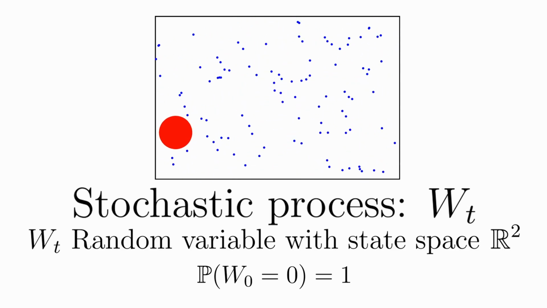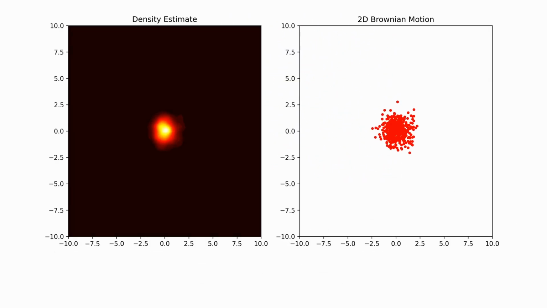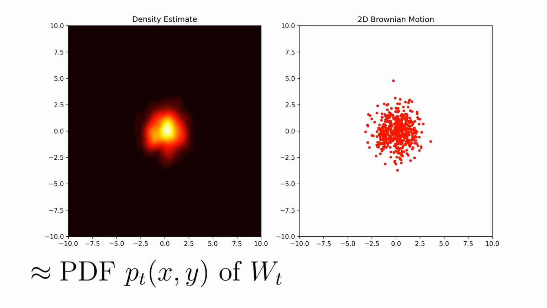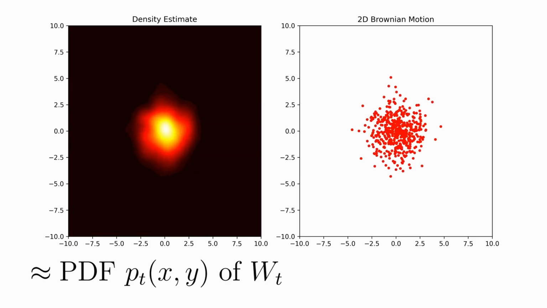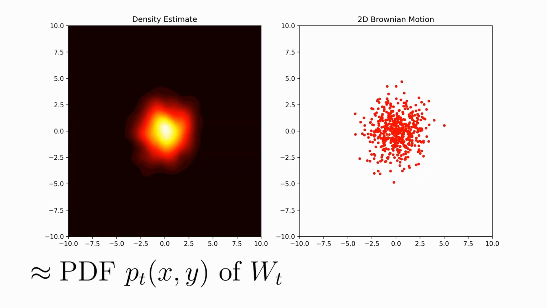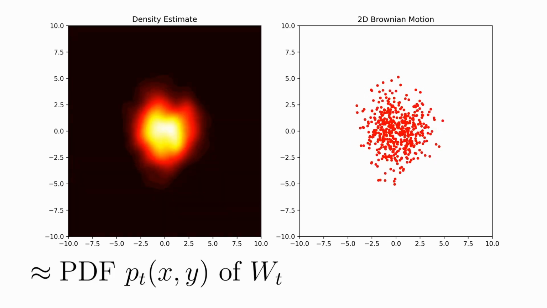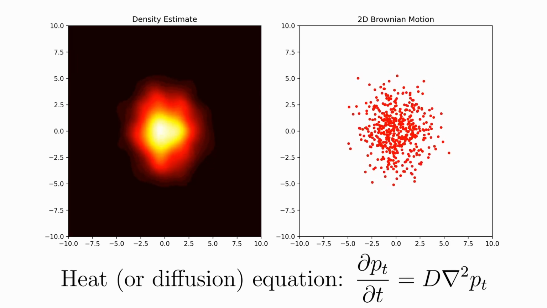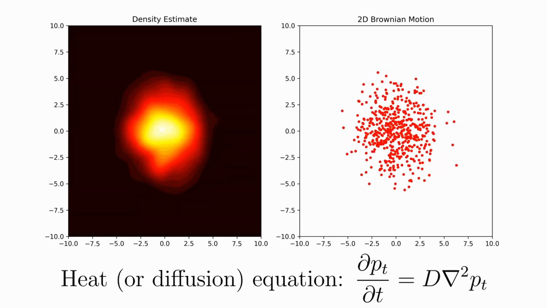To understand Brownian motion, we can look at how the density behaves when many particles perform a Brownian motion. The density approximates the probability density function of the particle's position. As time passes, the particles spread out in a way that is similar to how heat spreads. In fact, the probability density function satisfies the heat equation, or in this context, the diffusion equation, where the constant d is the diffusion coefficient.